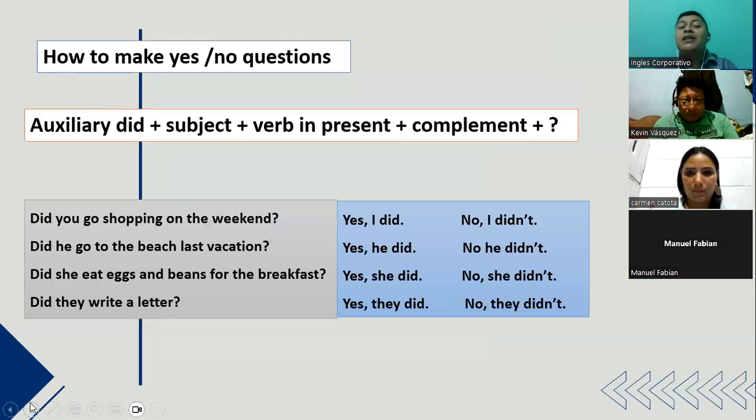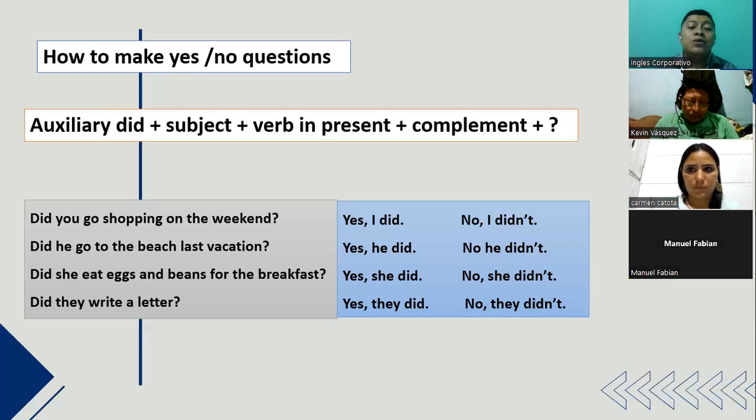Now, how to make yes, no questions? Pasémonos a las preguntas. ¿Cómo hacer preguntas en pasado simple? Easy. We are going to follow the next structure. In English, it's important to learn this grammatical structure, right? Because all the sentences in simple past are going to use the same structure. So auxiliary did at the beginning of the sentence, subject, verb in present, plus complement, plus the question mark. In English, we just write the question mark at the end of the question. Solo necesitamos uno, ¿verdad? Un signo de pregunta al final de cada pregunta.